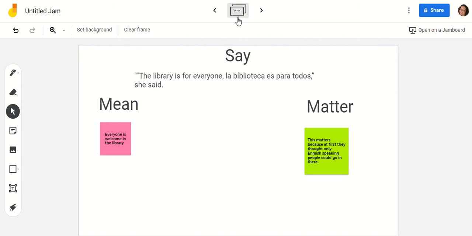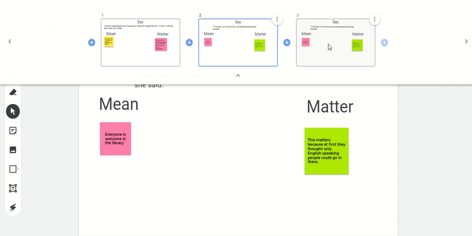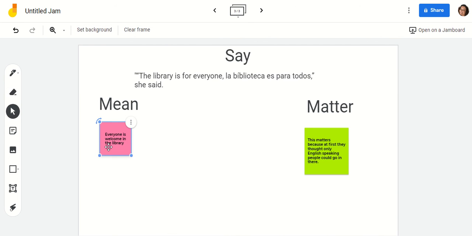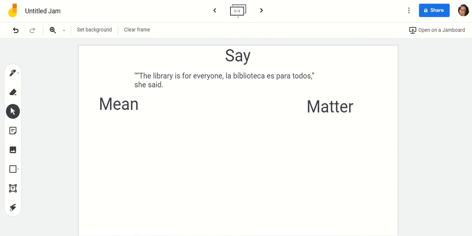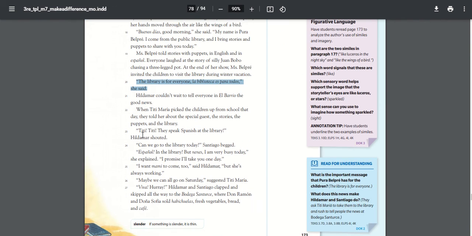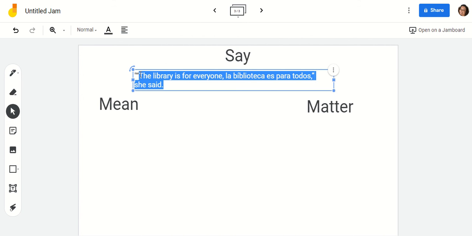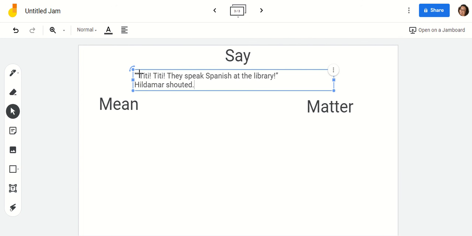And then one more quote that I would put even before this one, since this is toward the later part of the aha moment. I'm just going to duplicate this. And then one more quote I would have them focus on for what it means and why it matters would be this one here: "Titi, they speak Spanish at the library. Library," Hildemar shouted. So yeah, I'd actually stay in this order since it goes in order from the beginning to the end.